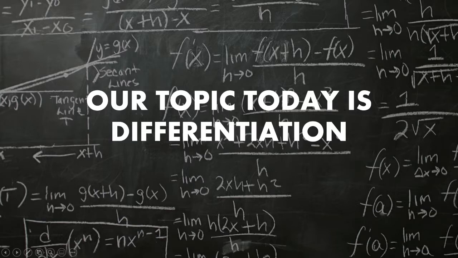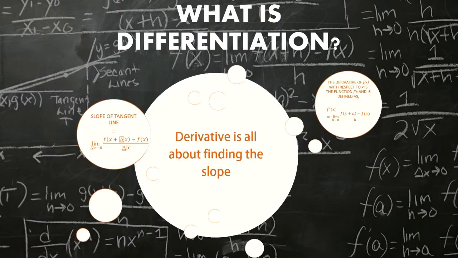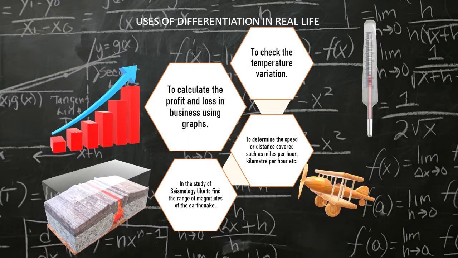For my turn, we will talk about what is differentiation. We can call differentiation a derivative. It has the same name. A derivative is all about finding the slope. The equation that we use to find the slope of the tangent line is this one. The derivative of f(x) with respect to x is the function f prime of x and is defined as this equation. Then, what are the uses of differentiation in real life?